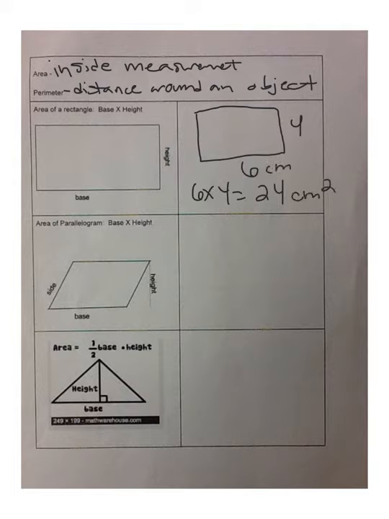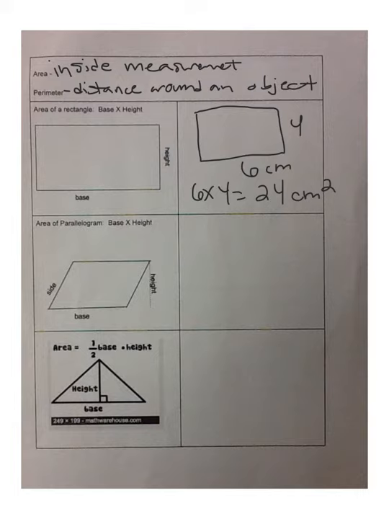When we're finding area, we always include squared because it's looking at the inside as if it were a bunch of tiny little squares. Next, let's look at how we find the area of a parallelogram. Area of a parallelogram is the same. It is base times height. The height is the distance from the top to the bottom, and the base is our distance along the bottom.